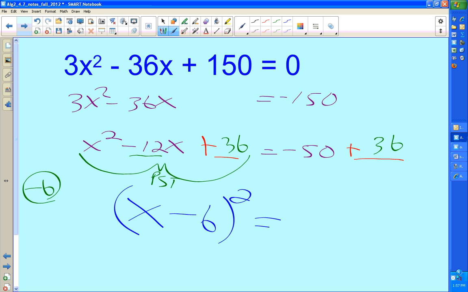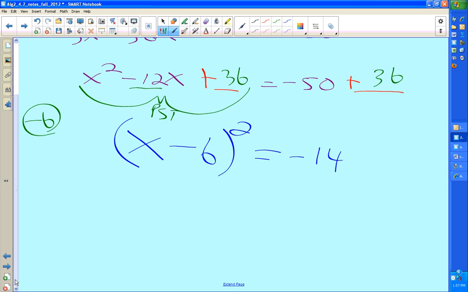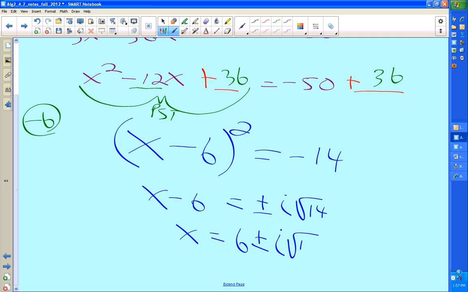And then on the other side, in this case, we get -14. And now you just finish off the solving by square root. So x minus 6 equals plus or minus i root 14, or square root of -14 if you want, and then add 6. Get your 2 solutions, both of which are imaginary.